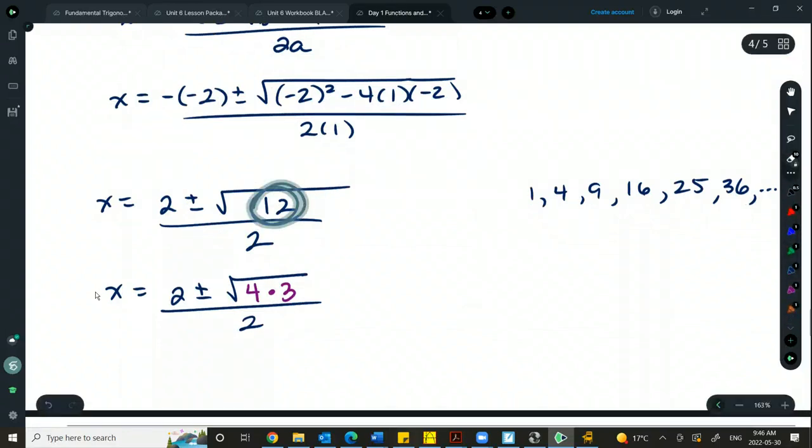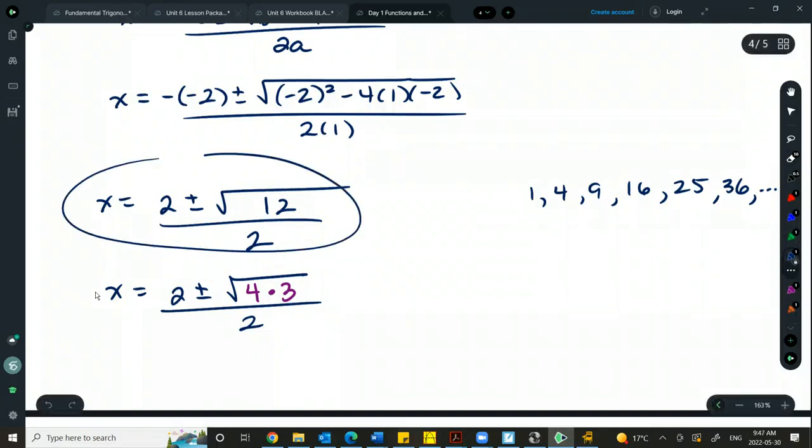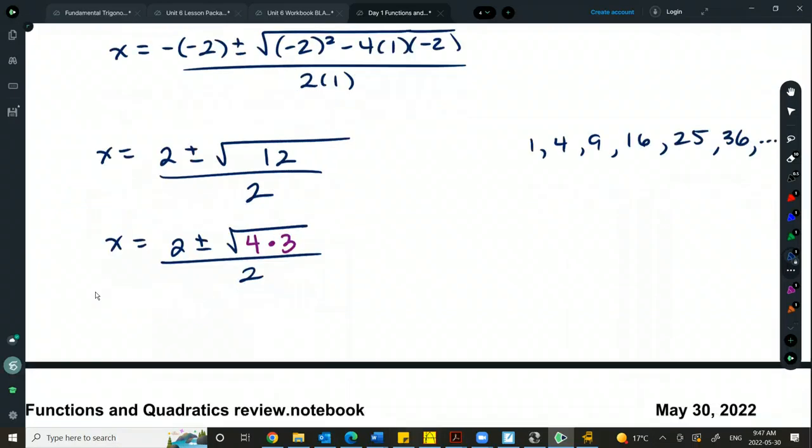If it doesn't, and you can't find any number that divides into your radicand, this number right here, then you leave it here and you just split into the positive option and the negative option. If you can go further, then you go further with it.